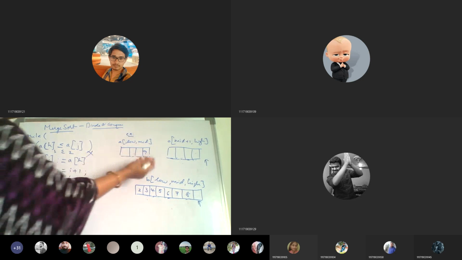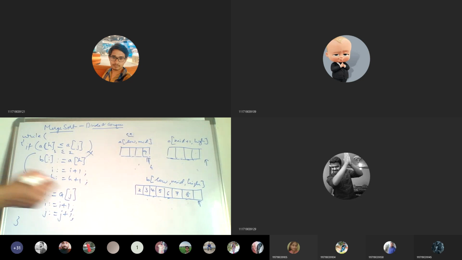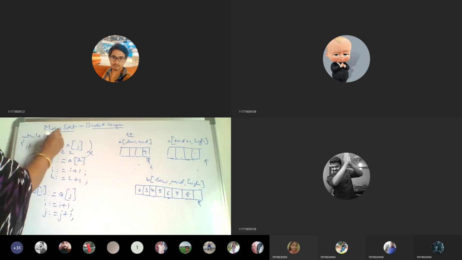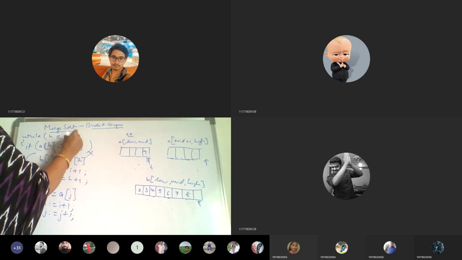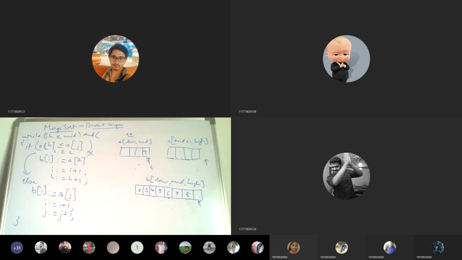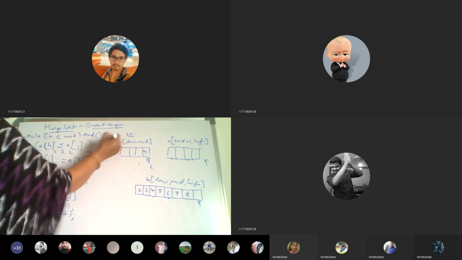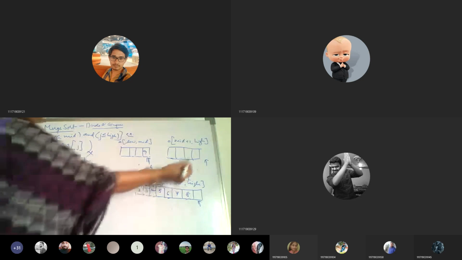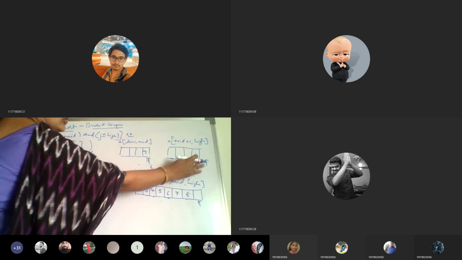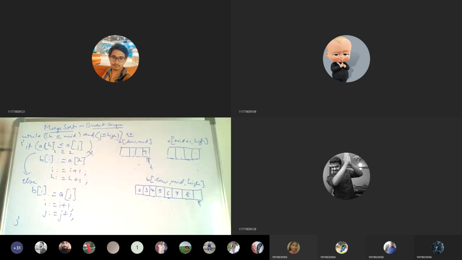So suppose, H less than or equal to mid and J less than or equal to high. Okay, so this will be the high, yes or no? So till there only it will be iterated. So that is the condition we are writing.